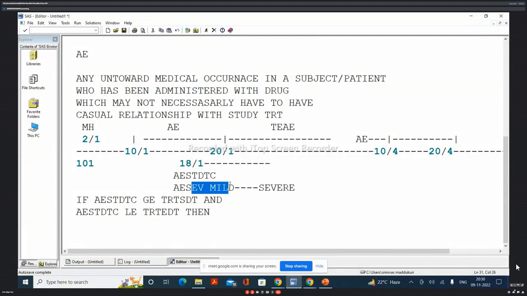Very, very important interview question. First, they will ask you the definition. If you answer the definition, then they will ask you to tell them the algorithm or condition that you will write for treatment emergent adverse event. Clear, everybody?